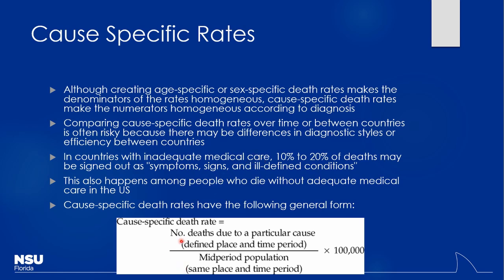But again, the way you would do that would be exactly the same way as you do for an age-specific death rate: the number of deaths due to a particular cause divided by the mid-period population of the people at risk for the event, and then you multiply by the constant multiplier. Same way we calculate things like age-specific death rates.